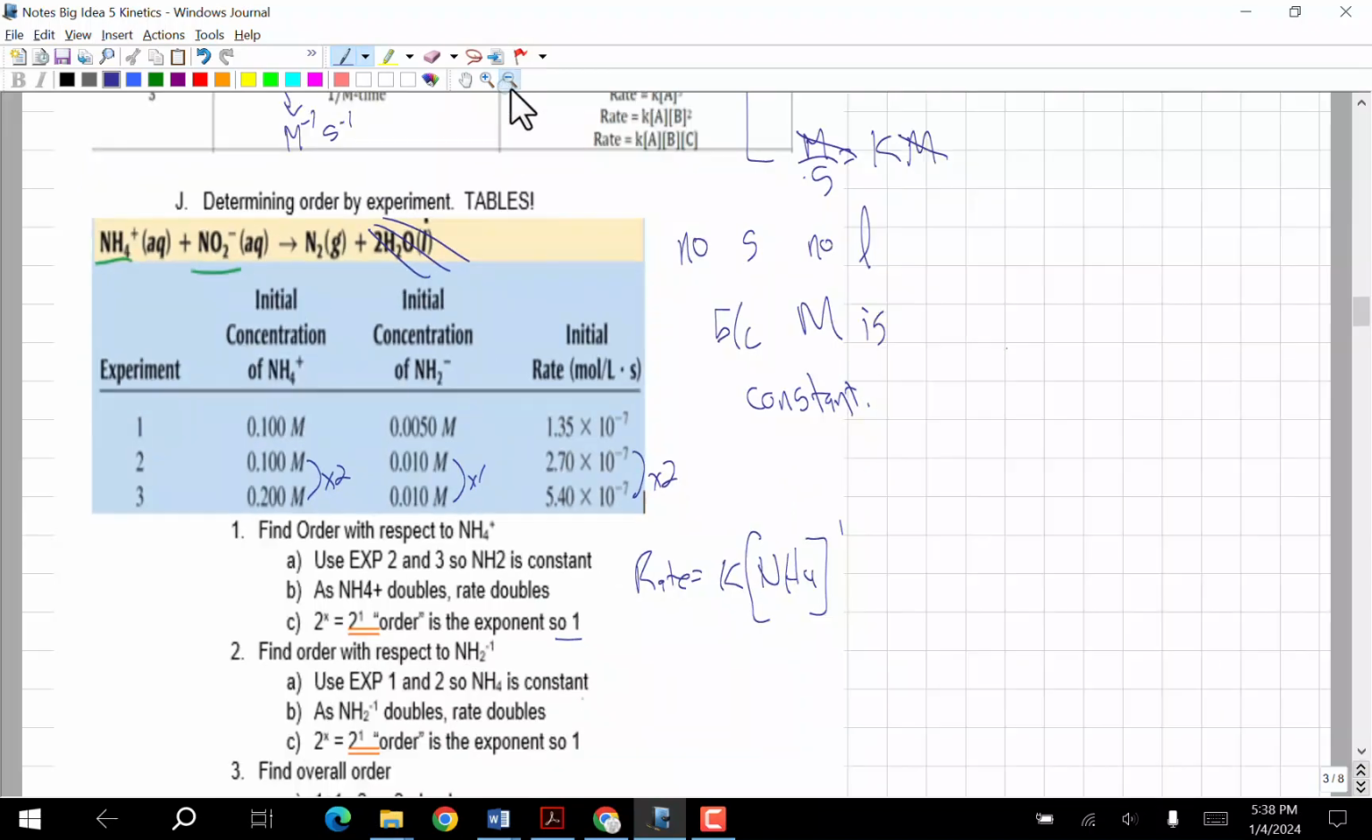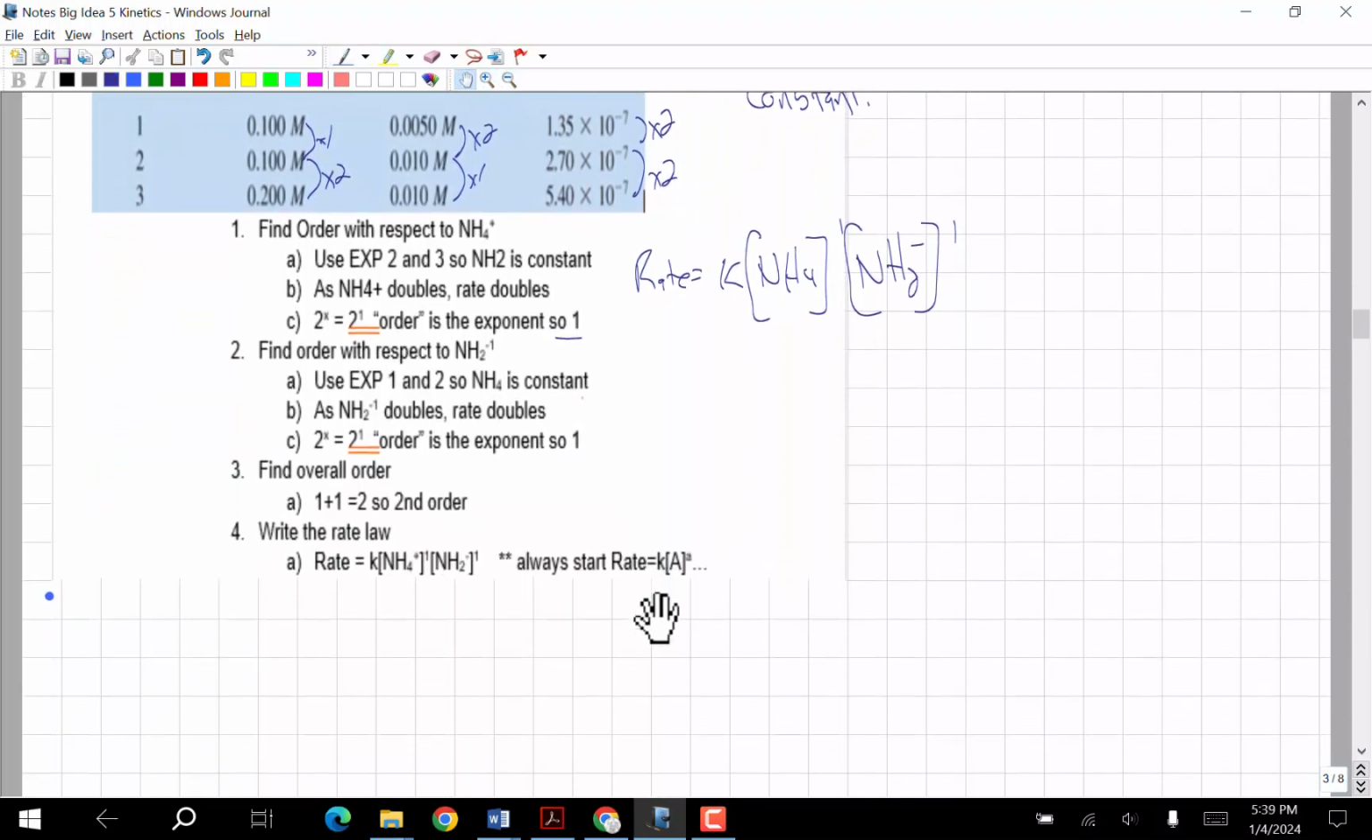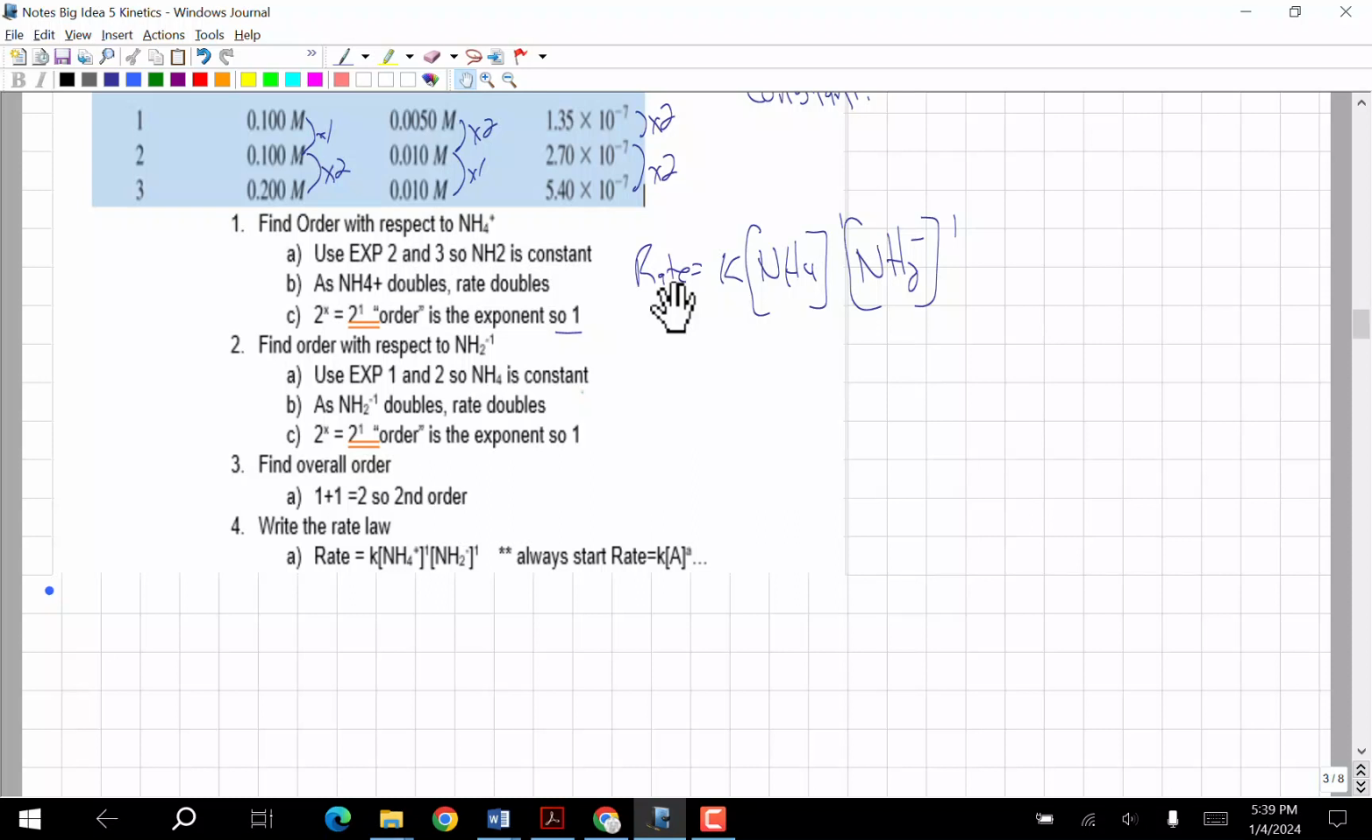Find order with respect to NO2 negative using experiment 1 and 2. So notice how these are the same, times 1. Here, this is times 2. And here, the rate is times 2, right? So it's also 1. So that means NO2 negative is also first order, okay? So it says find the overall order. 1 plus 1 is 2, so it's second order. Write the rate law, and we kind of did that already up here.